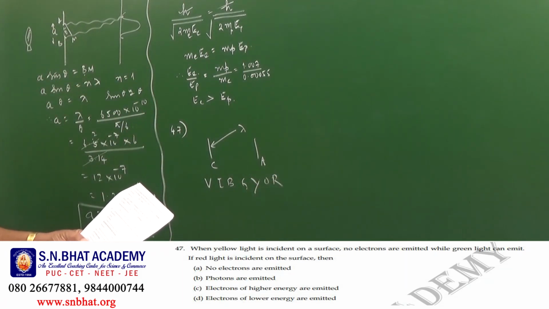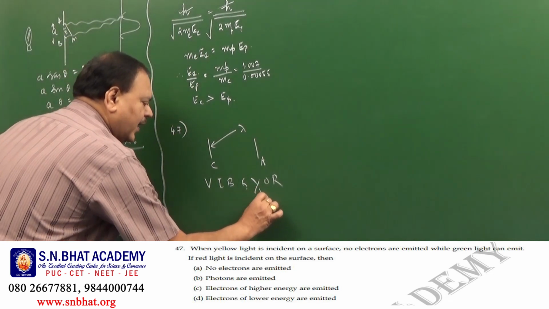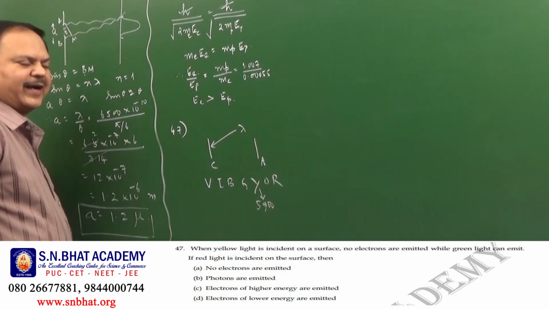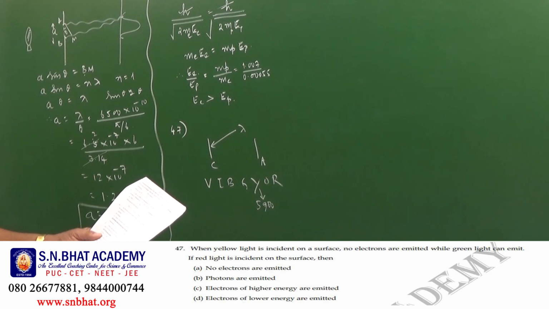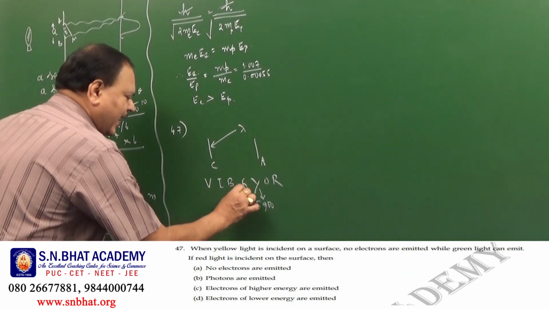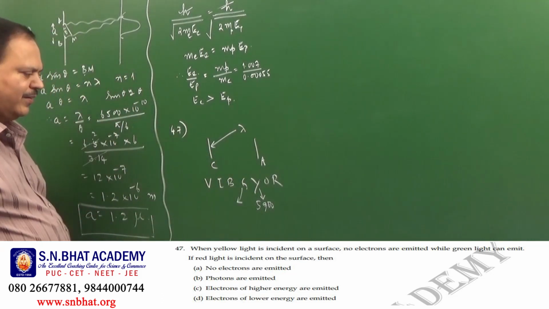When yellow light is incident on the metal surface, no electrons are emitted. It is good to know the wavelength range of yellow, approximately 5900 angstroms. Next, see what he says: while green light can emit, green emits, because the wavelength of green is less, that means the frequency is more.